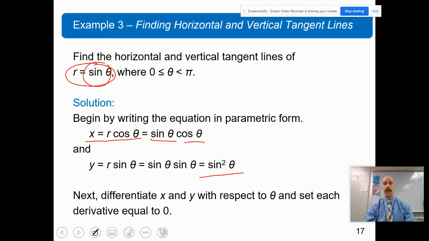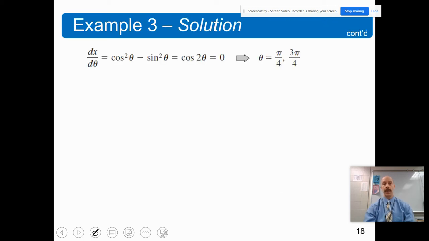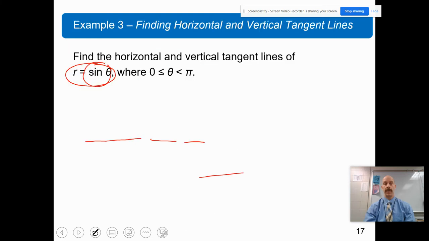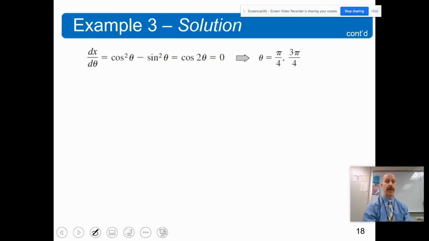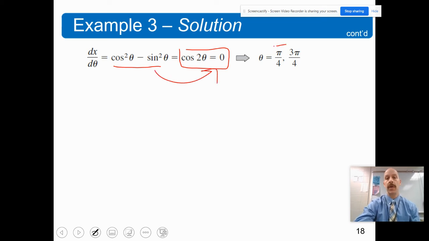So we're looking for, in this case, the horizontal tangent lines. So we're using this formula. And so the derivative of x with respect to theta is going to be cosine squared minus sine squared theta, and that's just a double angle formula, which is cosine 2 theta. So this is what we want to be equal to 0. Here's the derivative. We're going to set it equal to 0. So that tells us the thetas where that derivative is going to be equal to 0, and that's pi over 4 and 3 pi over 4. That's where cosine is equal to 0. Double angle, so we got to be careful with this 2 theta, right?